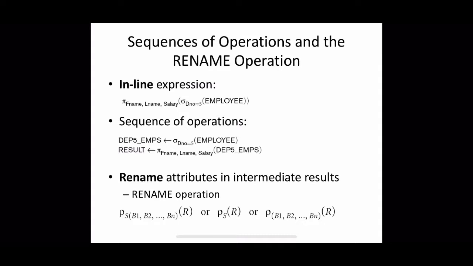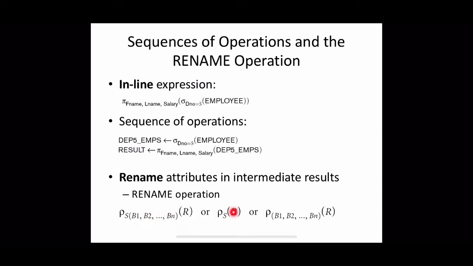We can use the rename operation to rename the corresponding relations or attributes in intermediate result relations. The corresponding operator is rho. Different syntaxes are there. Either we can rename both relation and attributes. So we are changing the name of the relation into S and the attributes into B1, B2, Bn, etc. This is the first method.